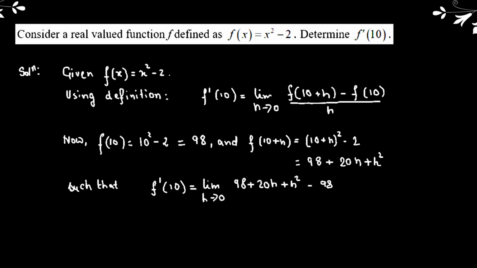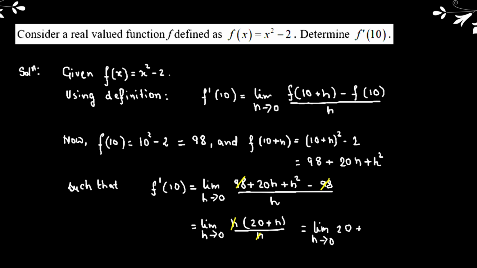The 98 and 98 in the numerator get cancelled, leaving behind 20h plus h squared in the numerator. We factor out h from the numerator, so we have h times (20 plus h) divided by h, so h and h from both the numerator and the denominator get cancelled, leaving us with 20 plus h. Now we use the limiting value, so the limit of h tending to 0 of 20 plus h gives us 20.